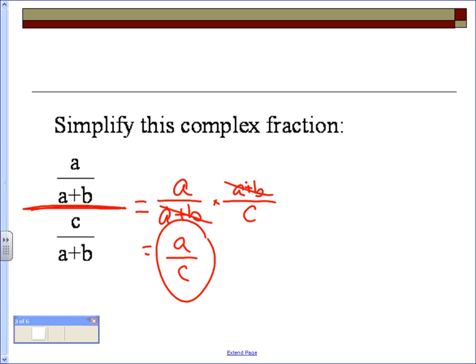No, they won't always. You can't cancel them if it was like A and A. Only if one's in the numerator and one's in the denominator. But there won't always be something to cancel. It could be on different fractions or in the same fraction, just as long as one's in the numerator and one's in the denominator. Any questions on that one?